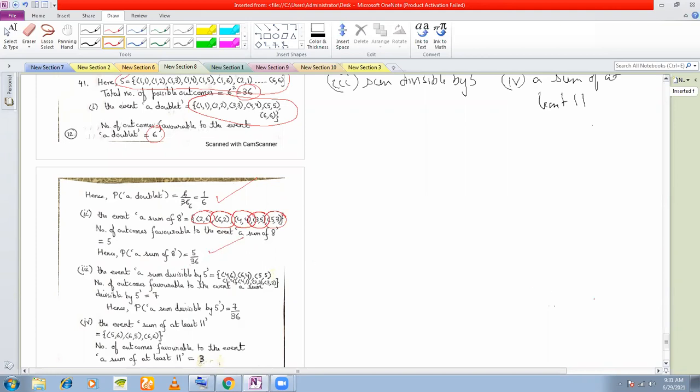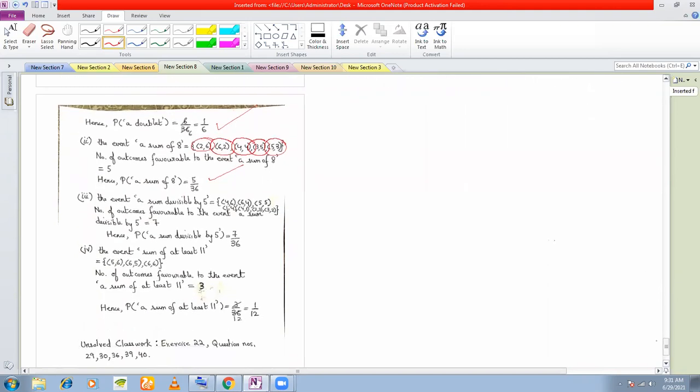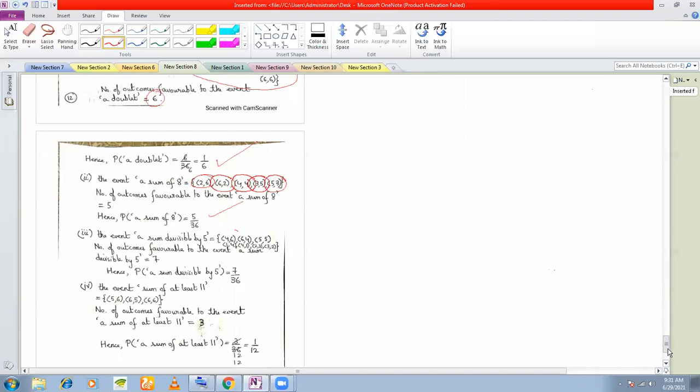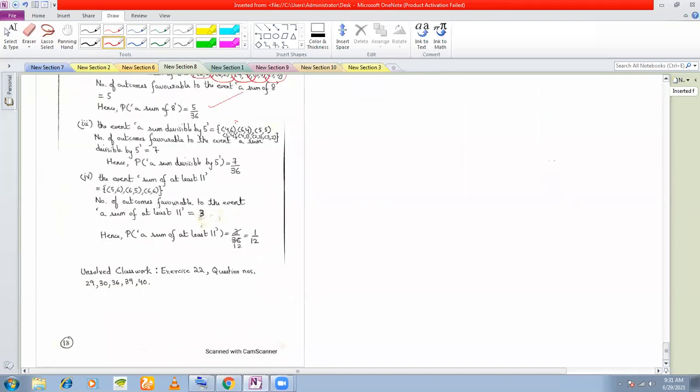Next, a sum divisible by 5. Now you got to try all the sums that are divisible by 5. First you can get a 4 and 6. The sum is 10, which is divisible by 5. Similarly, 6 and 4: 6 plus 4 is 10, divisible by 5. 5 plus 5 is there, and then you got to list down all these events. The number of these events is 7, so you get 7 by 36.